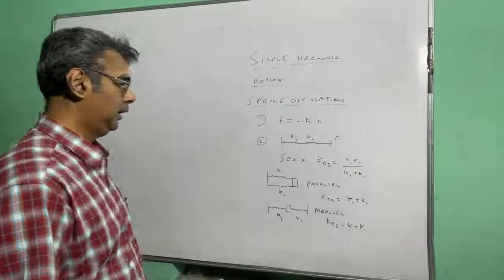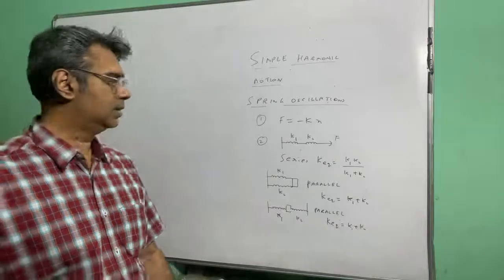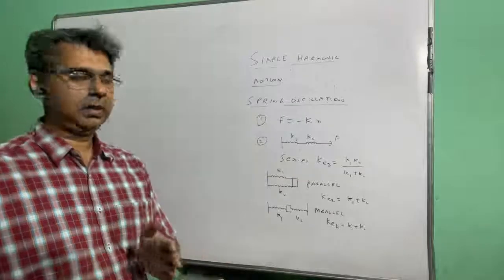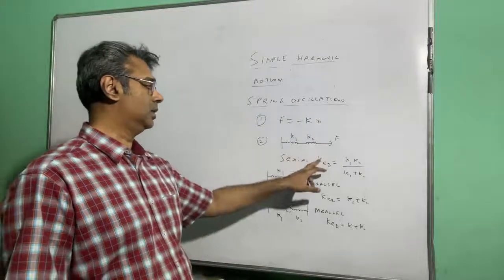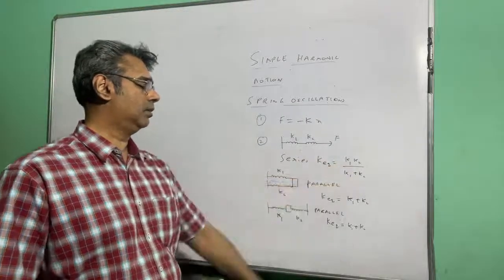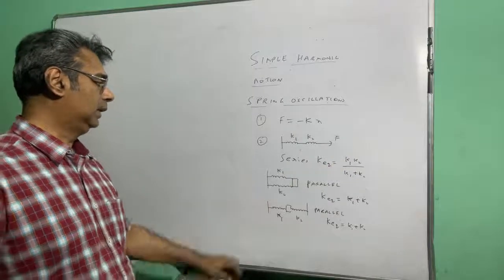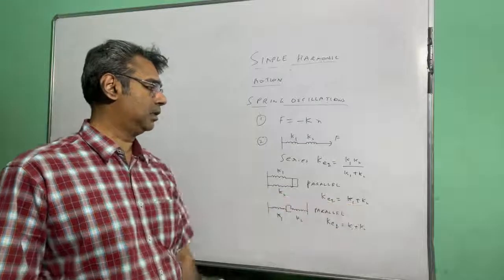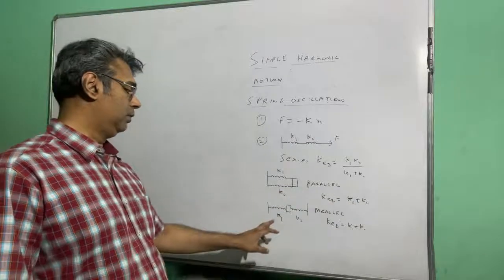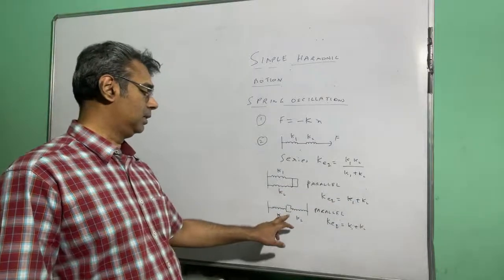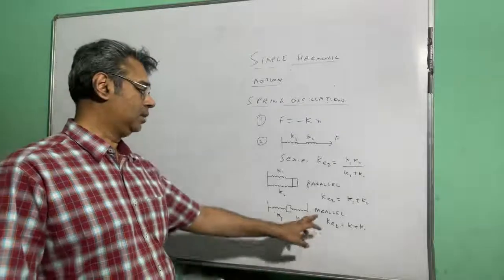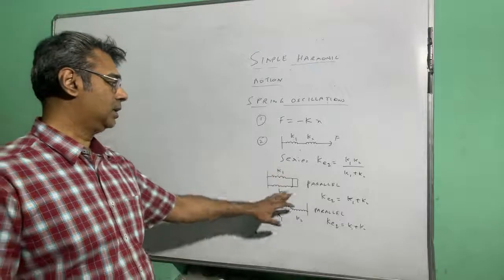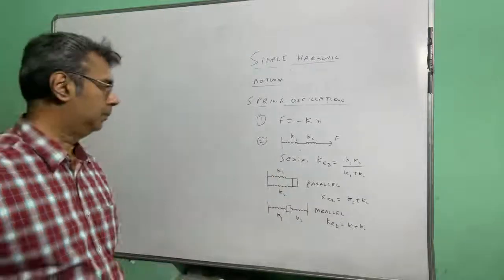I am repeating again: if you have two springs connected one in front of the other, then it is called series, and the equivalent spring constant is K1 into K2 by K1 plus K2. If you have two springs connected like this, it is called parallel, and the equivalent spring constant is K1 plus K2. If you have two springs connected like this with a mass in between, that is also parallel, and the formula is K1 plus K2. So series and parallel.